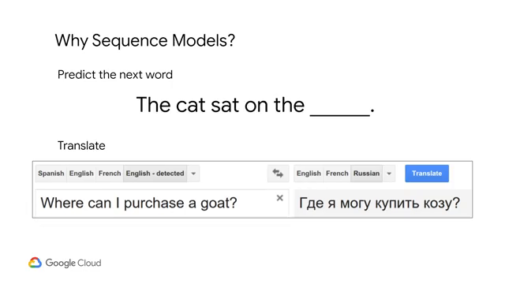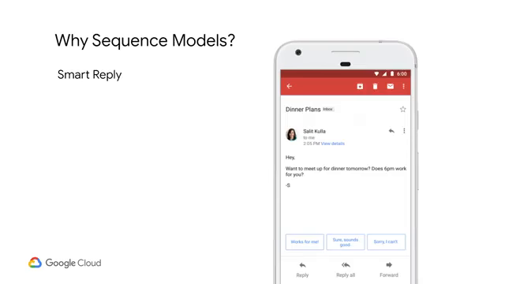Observe these examples. In the first case, the task of predicting the next word in a sequence, and in the second case, the problem of translating, in this case between English and Russian. What do these two language models have in common? Our intuition is that the order of the data, that is the order of the words, is really important. Here is another example of a sequence model problem.